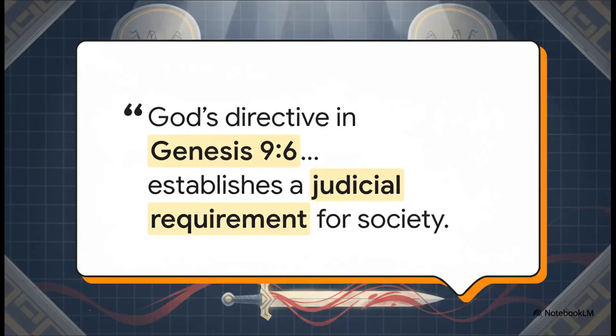To back this up, the author points directly to the biblical text of Genesis 9:6. The framework interprets this ancient directive about the shedding of blood not just as some historical rule, but as a permanent judicial requirement for human society. It argues that God literally demands a specific, forceful response to acts of extreme violence in order to maintain the moral fabric of the world.